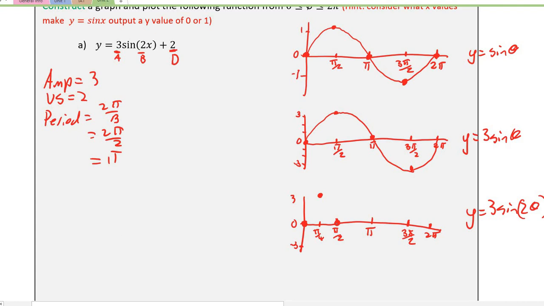Now, our next critical point was 3 pi on 2, but we're going twice as fast, so we're getting there in half the time. Instead of 3 pi on 2, where's my next critical point? What's half of 3 pi on 2? 3 pi on 4, that's right.